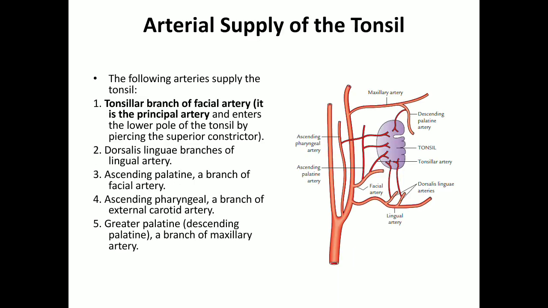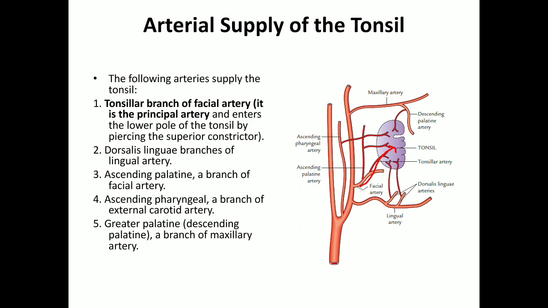Now the blood supply of the tonsil, arterial supply. The main artery of the tonsil is the tonsillar branch of facial artery. Here you can see the facial artery, and here this is the branch, that is tonsillar branch of facial artery. This is the principal artery of the tonsil, and here you can see that it is entering through the lower pole of the tonsil by piercing the superior constrictor muscle.